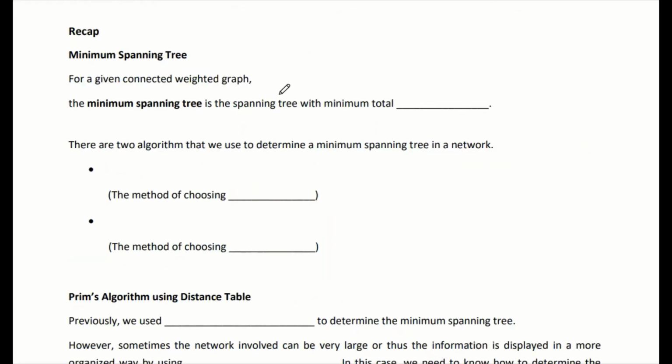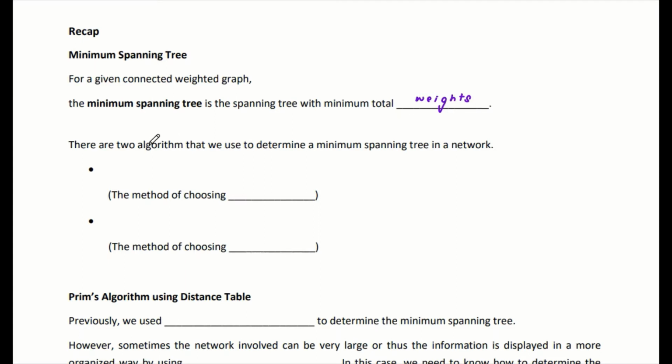In the first class, we learned that the minimum spanning tree is the spanning tree in a connected weighted graph that has the minimum total weight, right? So a spanning tree is a subgraph of a graph that is the shape of a tree, and you do not have any cycle in it, and you involve every vertex in the graph. I hope that you still remember that.